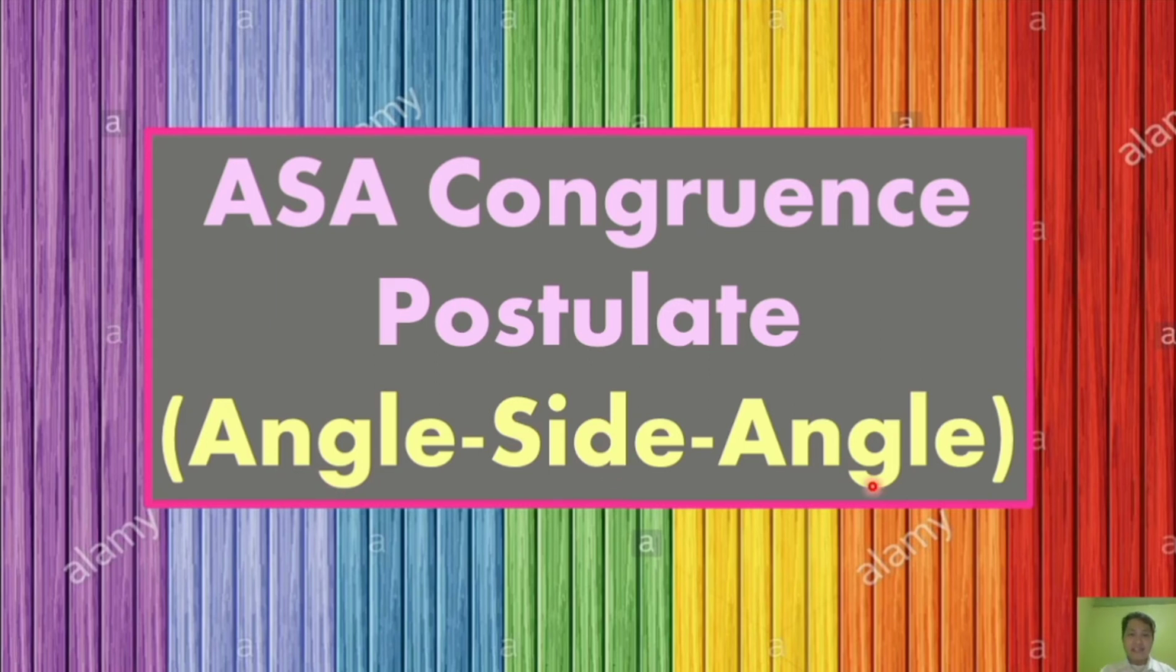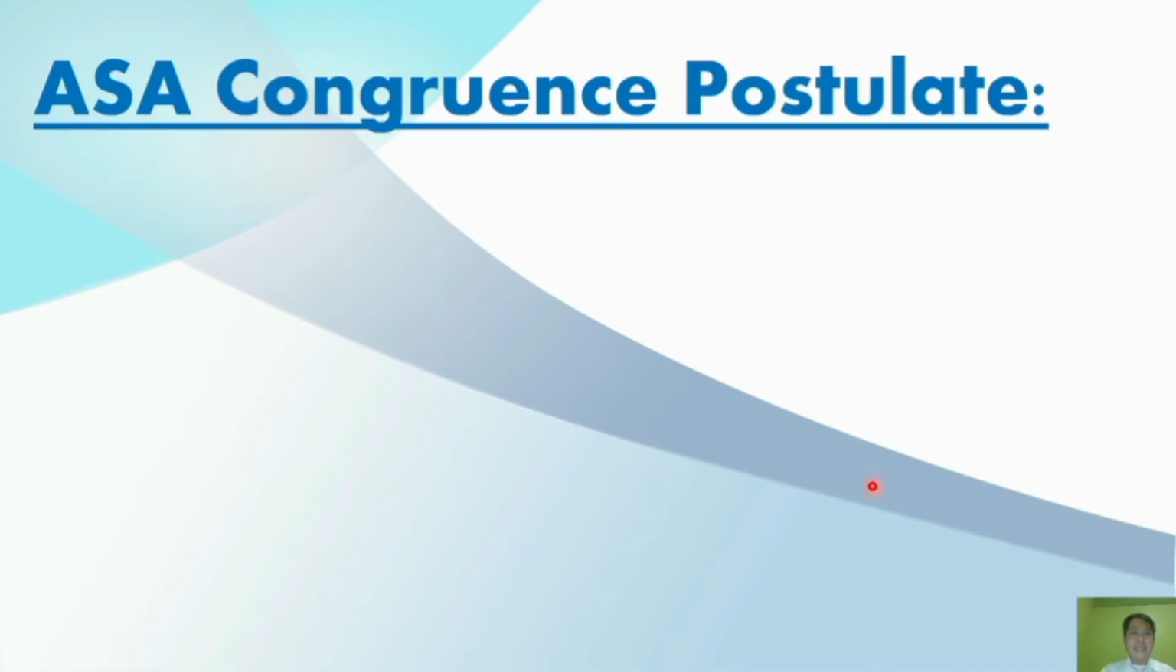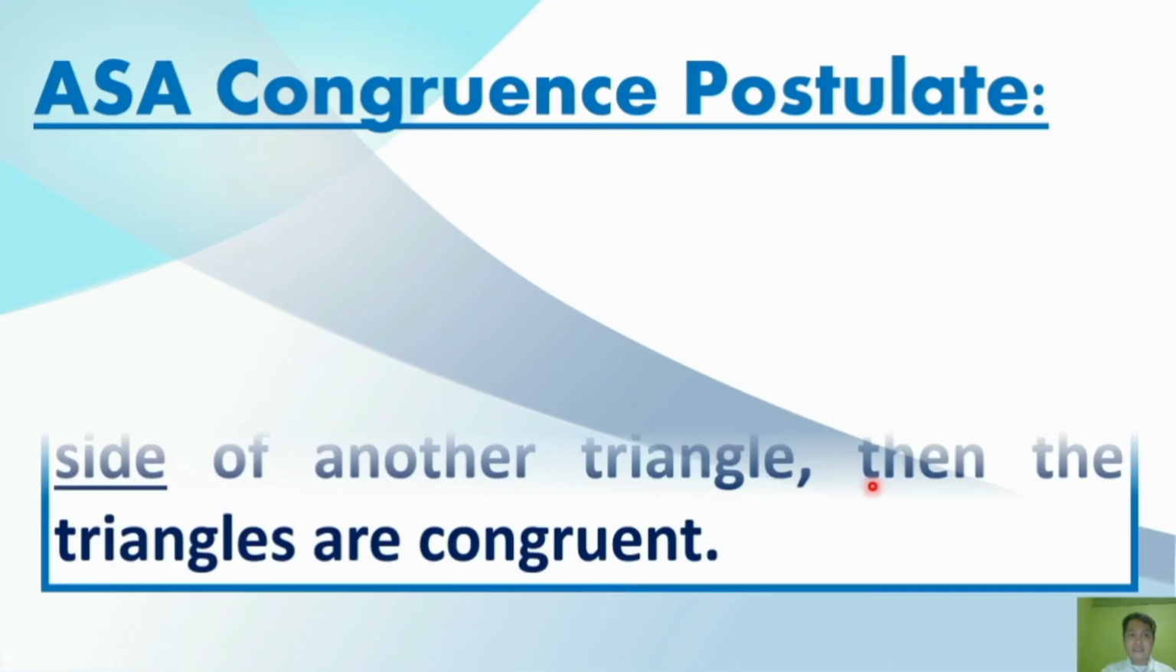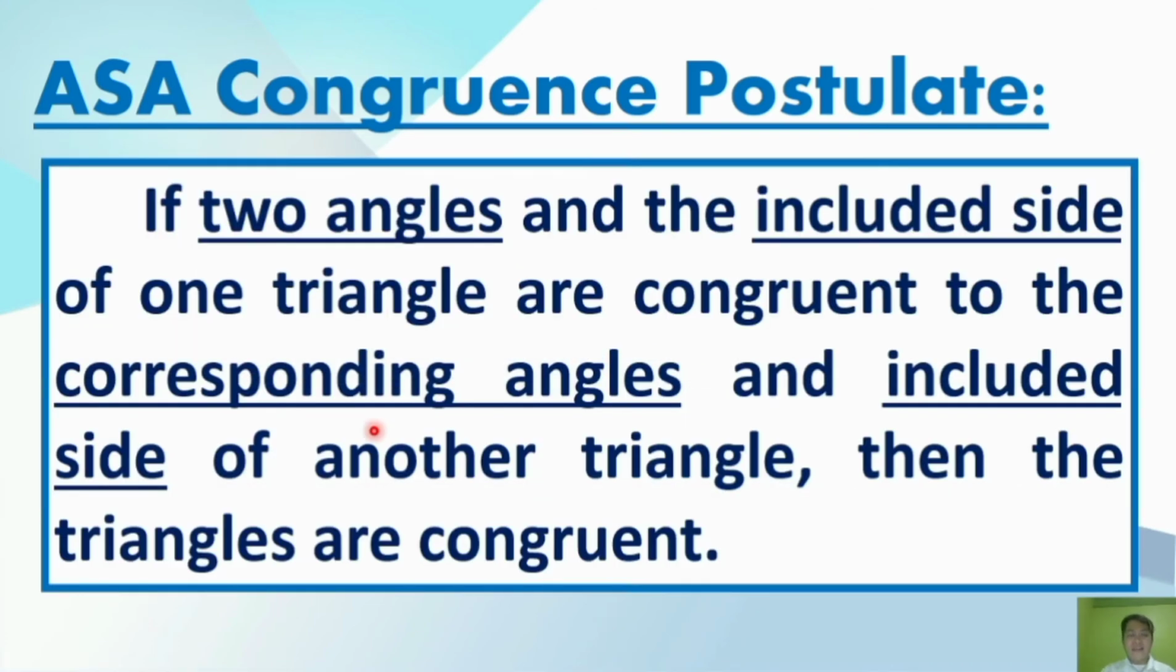And for us to understand this better, let us read this one. ASA congruence postulate. If two angles and the included side of one triangle are congruent to the corresponding angles and the included side of another triangle, then the two triangles are congruent. So what do we need to have for us to be able to conclude that the two triangles are congruent? Kailangan merong two angles and included side.